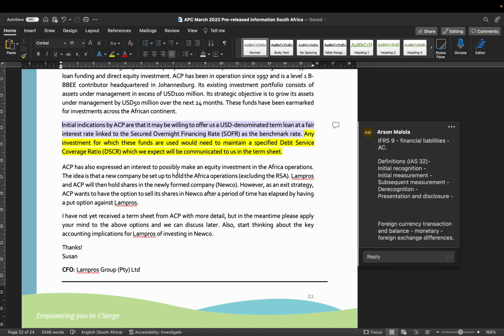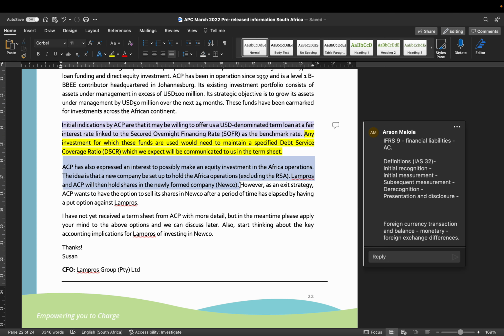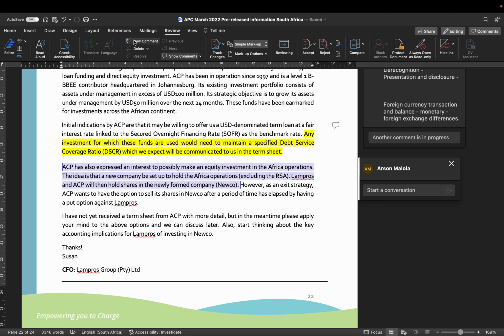ACP, Africa Capital Partners, has also expressed an interest in possibly making an equity investment in the African operations. The idea is that a new company will be set up to hold the Africa operations, excluding South Africa. Limpros and ACP will then hold shares in the newly formed company, NewCo. All right, let's stop there. So we have the different proposals. We can either do the debt option, the foreign USD debt, or we can do this other option that would see a new company called NewCo incorporated that will hold all the Africa operations, and Limpros and ACP will both hold shares in it.